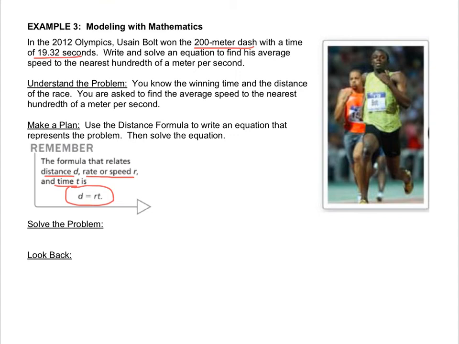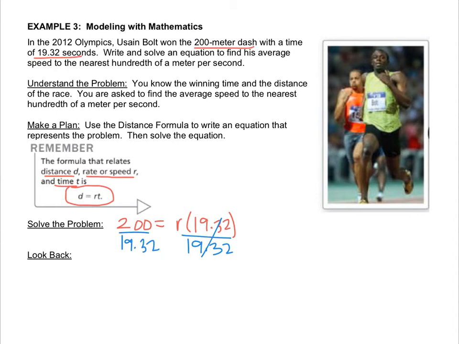So the distance was 200 meters. The rate is what we don't know. And the time was 19.32 seconds. So that's the equation that we would set up. And now let's solve. So I'm going to divide by 19.32. And I really have no idea what that is, so I have to rely on my calculator.